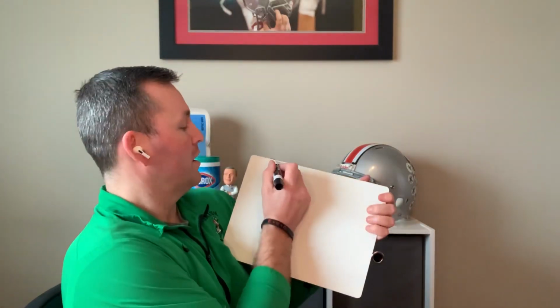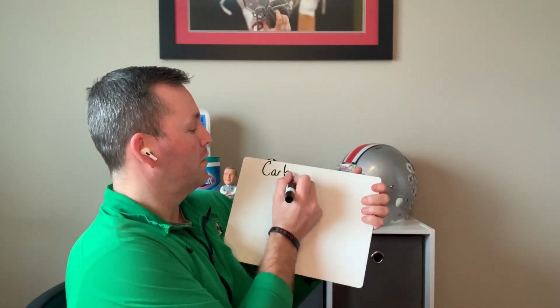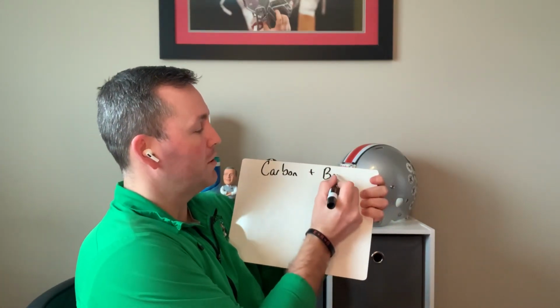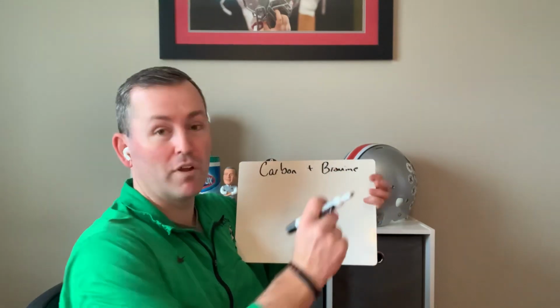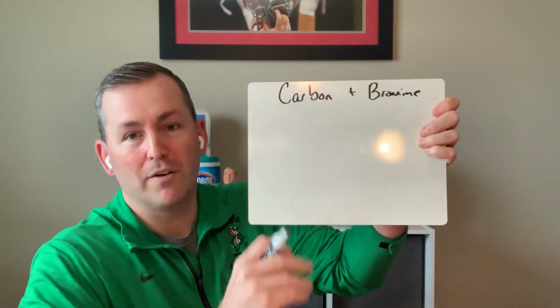So let's go ahead and jump right into it. Let's look at carbon and bromine. Now, when I'm looking at carbon and bromine, when I start to do this, get out my trusty whiteboard here, and when I do that, I want to draw the Lewis structure for them. Okay, so if I'm looking at carbon plus bromine, all right, so I have carbon plus bromine.